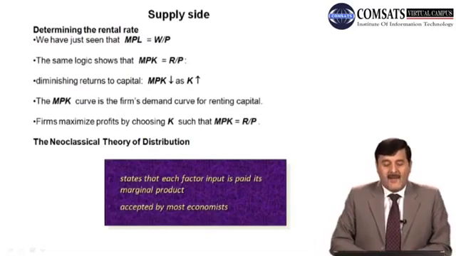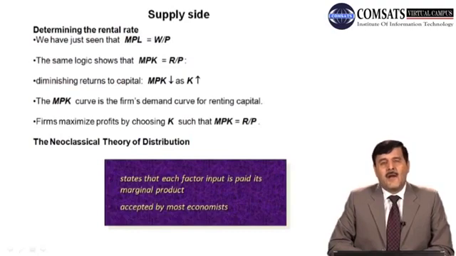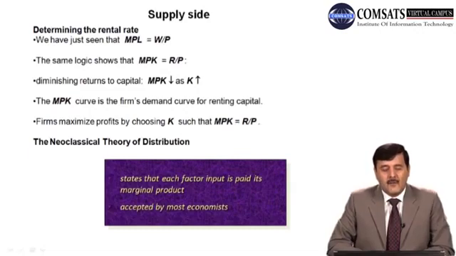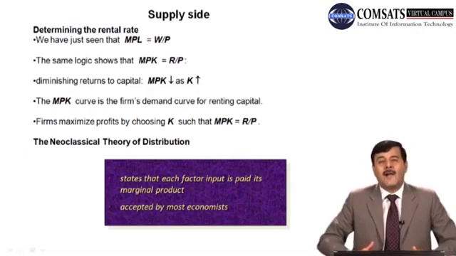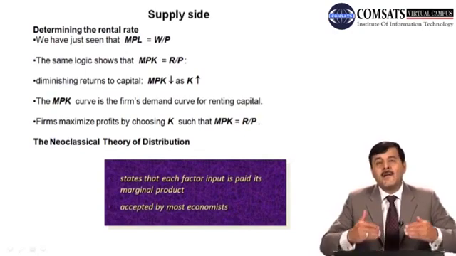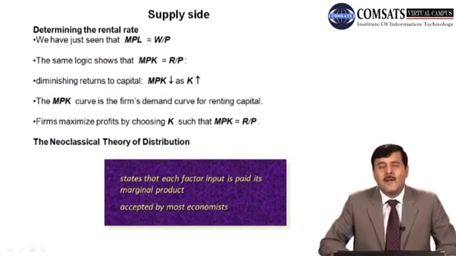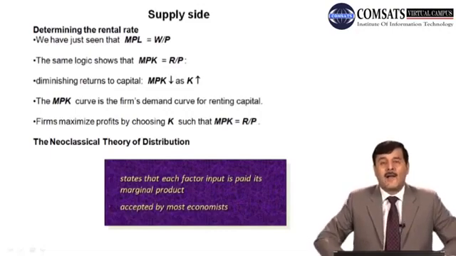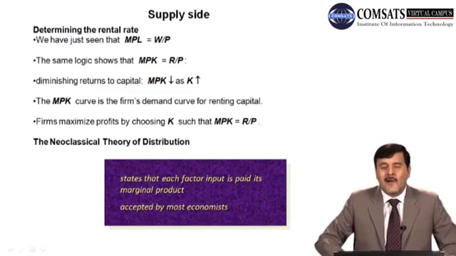So similarly we can explain determining the rental rate, जैसा कि हमने marginal product and price of labor determine किया. Similarly we can determine the rental rate. So we have just seen that MPL is equal to W over P. The firm will continue to hire labor, will continue to use labor until the marginal product of labor is equal to its wage rate, the real wage. So the same logic shows here that the firm will continue to hire capital until the marginal product of capital is equal to the real rental rate.